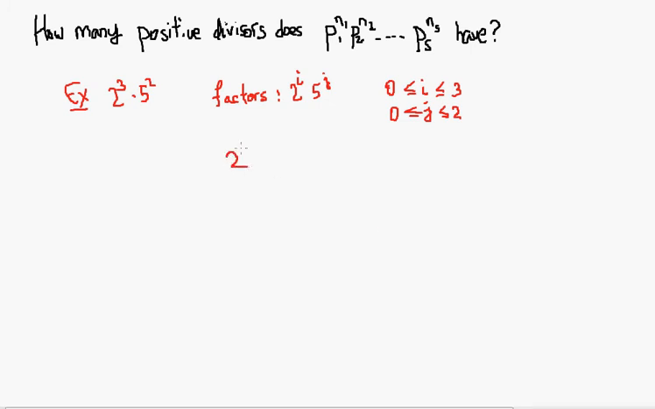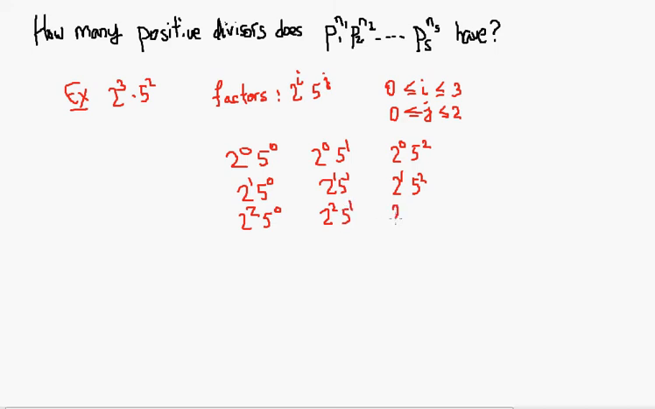Let's list them out. It could be 2 to the 0 times 5 to the 0, or 2 to the 0 times 5 to the first, or 2 to the 0 times 5 to the second. Or else it could be 2 to the first times 5 to the 0, 2 to the first times 5 to the first, 2 to the first times 5 to the second. Continuing, we could have 2 to the second times 5 to the 0, 2 to the second times 5 to the first, or 2 to the second times 5 to the second. The final possibilities would be 2 to the third times 5 to the 0, 2 to the third times 5 to the first, and finally 2 to the third times 5 to the second. So those are all of the possibilities.